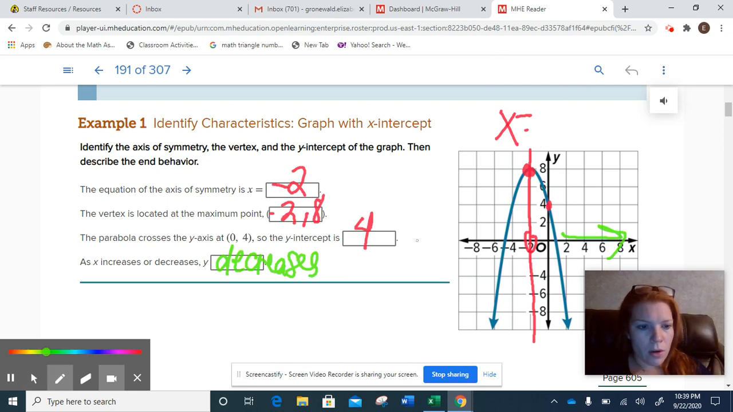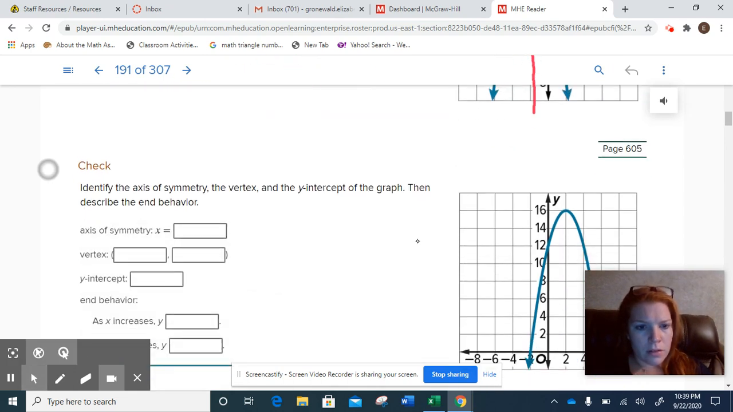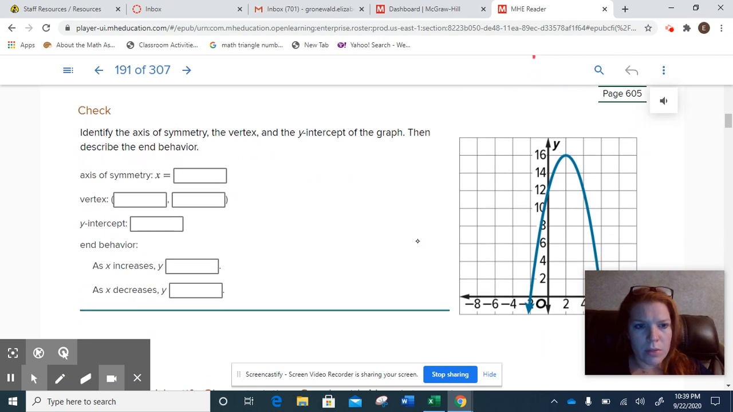Let me see if there's any more on here. We'll go ahead and do this one too. Okay, so I think we're going to do this one more time.